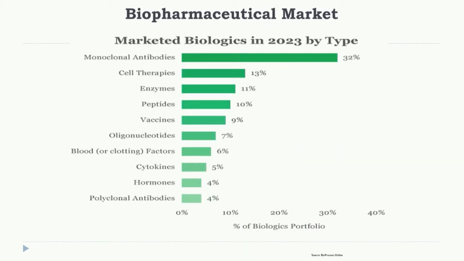Segment-wise, if we talk about the biopharmaceutical market, the monoclonal antibodies are taking the lead, and they are increasing year by year. By 2023, if we forecast the market, the MABs are going to cover 32% of market size, followed by cell therapy and gene therapy and vaccine products.